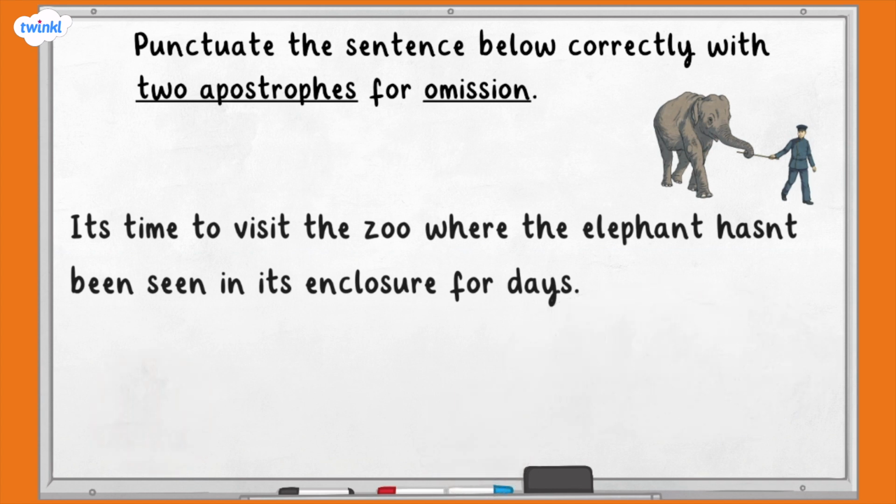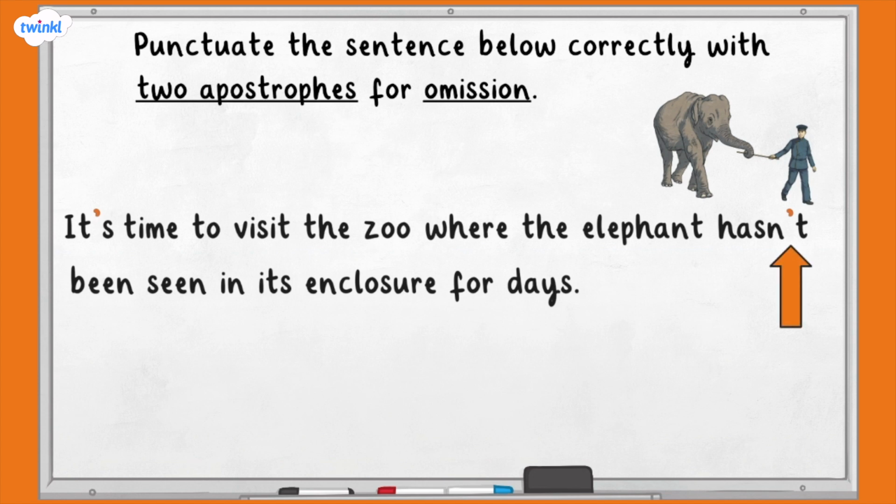Have you finished? Perfect. Let's take a look at the correct answer. It's time to visit the zoo, where the elephant hasn't been seen in its enclosure for days. It's is a shortened form of it is, which is now a contraction. The i is omitted and an apostrophe has been added in its place.